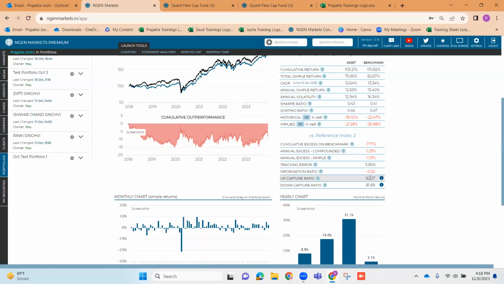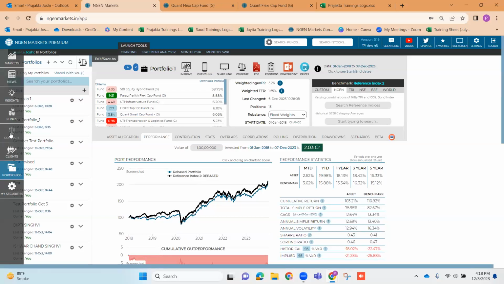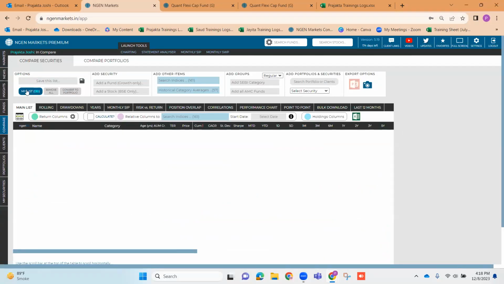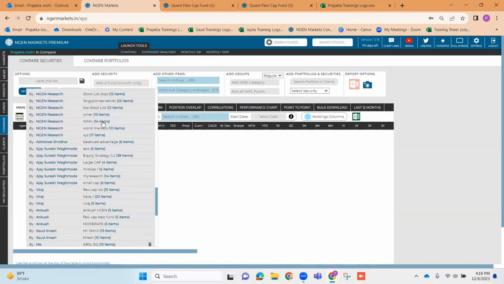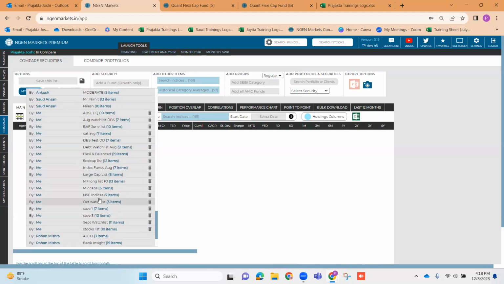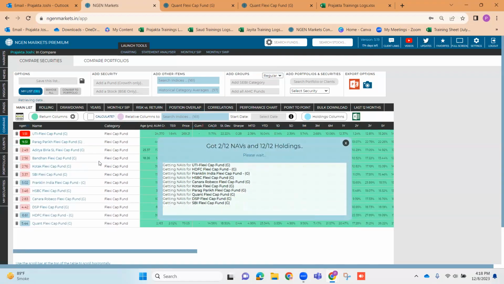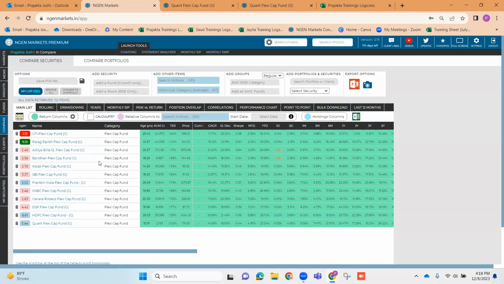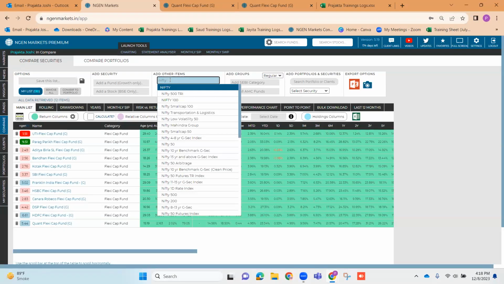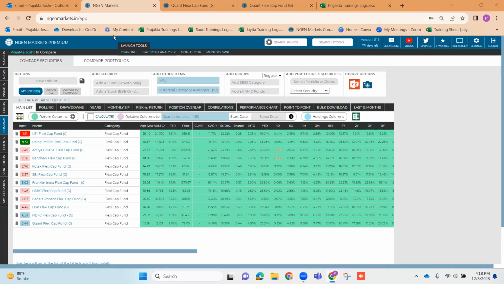Now let us understand the risk versus return scatter plot, which is there in the compare section. For that, let's go to the compare section first, and let's load in, let's say, a list of flexi cap funds. So I've just saved a list. These are 12 flexi cap funds that we are loading in the compare section. Once these are here, before going to risk versus return, let's add a benchmark. So these are flexi caps, so let me add Nifty 500 here. So I'm adding Nifty 500.